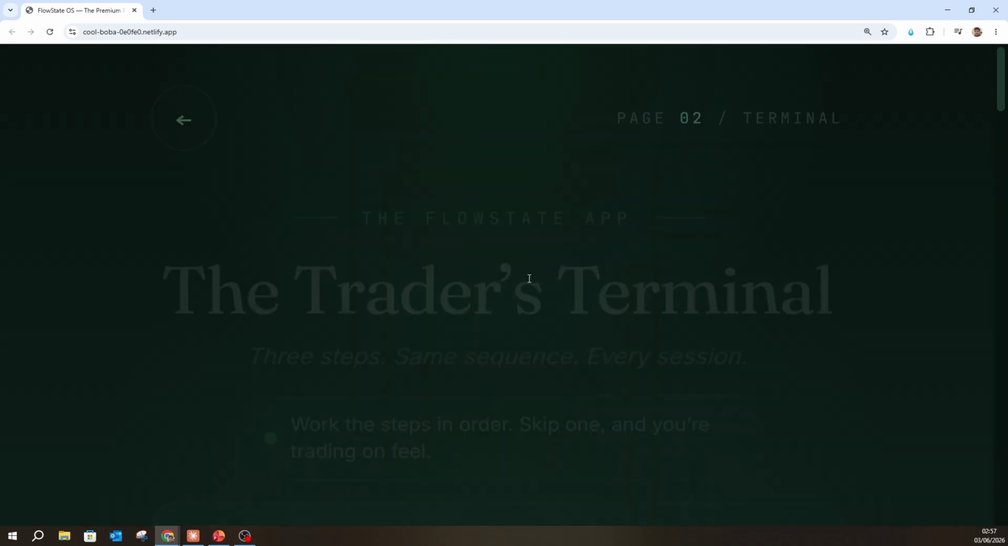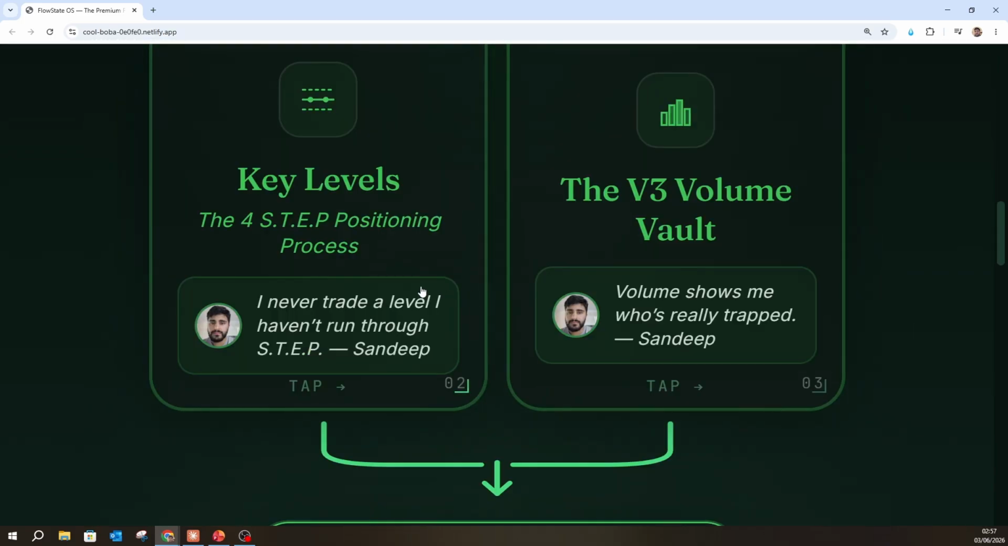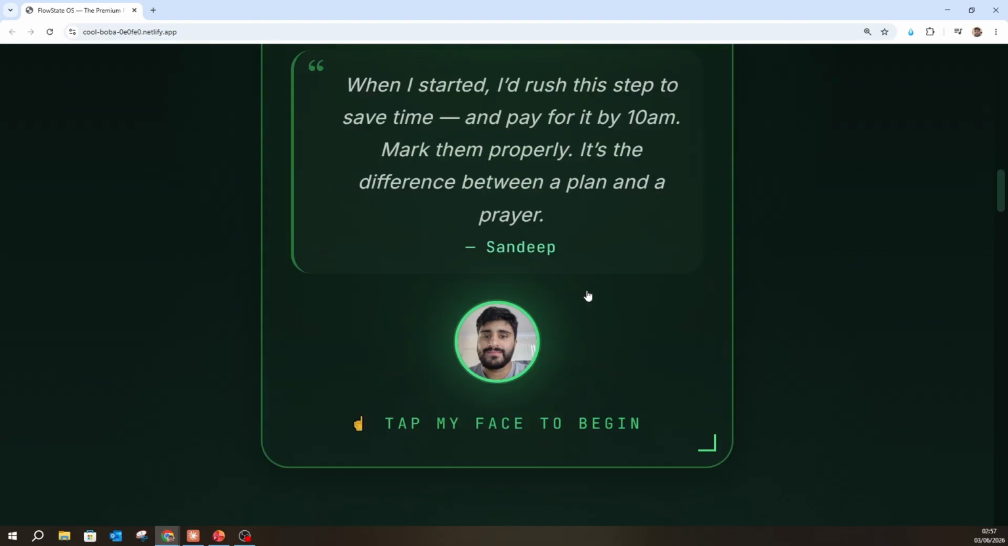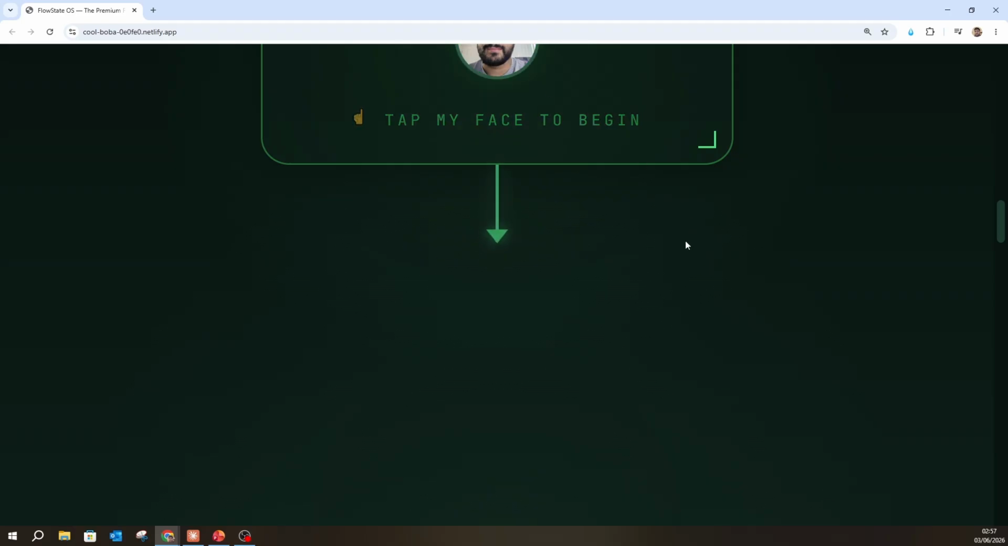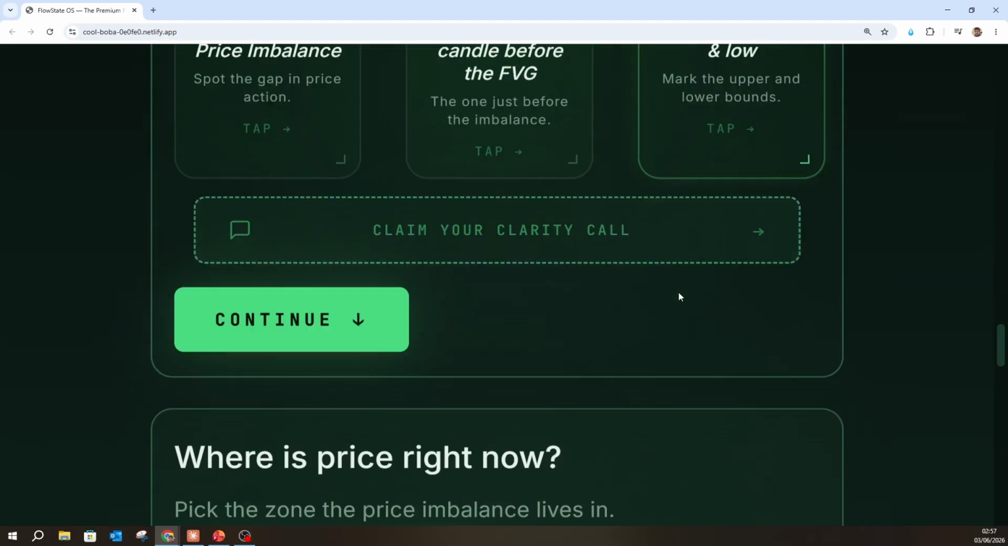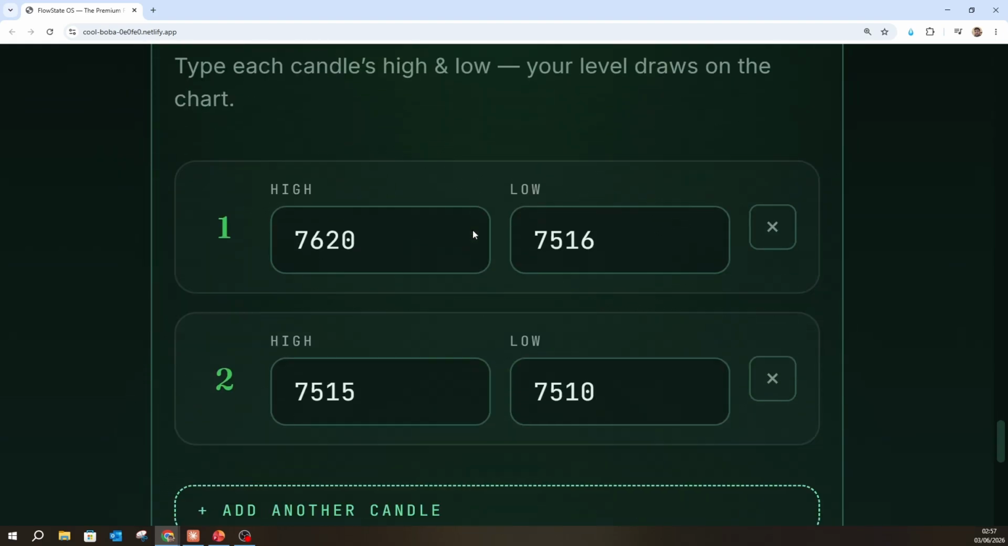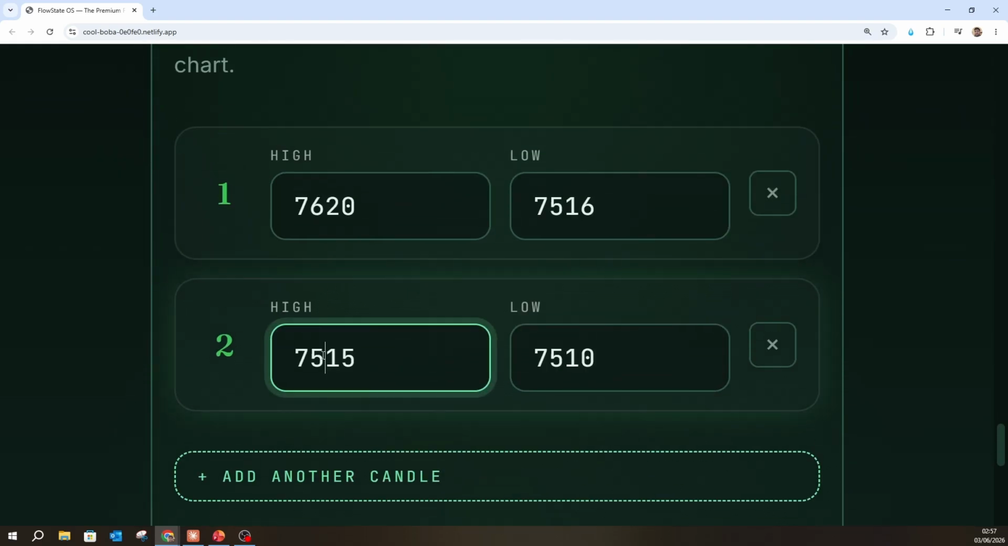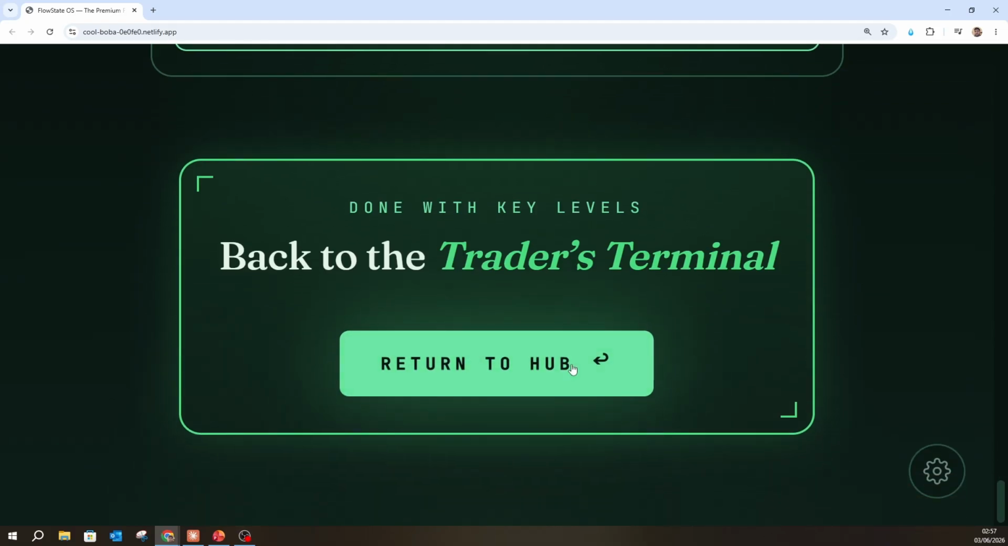So you can go all the way back to Trader's Terminal. You can go to key levels and you can change your key levels. So based on price imbalance here, you can go back and change it. For example, you can change that to premium. This should be 76.15. Okay, so the system is flexible. It allows you to change.